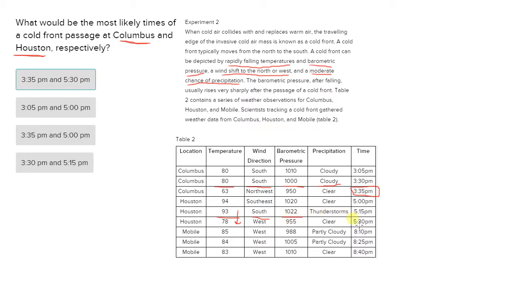So this is most definitely, from the best we can tell from the data, when the cold front passes through Houston at 5:30, when the new colder, lower pressure, west-blowing wind weather data was taken. So we can see that it's 3:35 for Columbus and 5:30 for Houston. Answer choice A is the right answer because the rest of these times don't match up with when the cold fronts pass through.